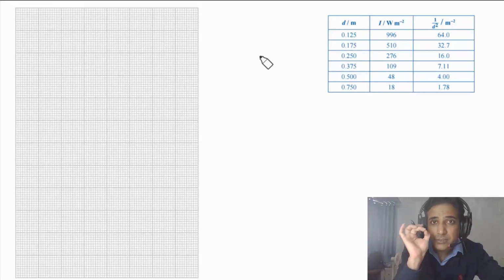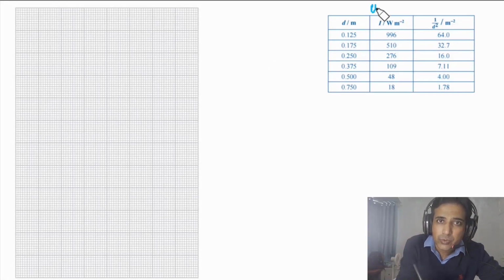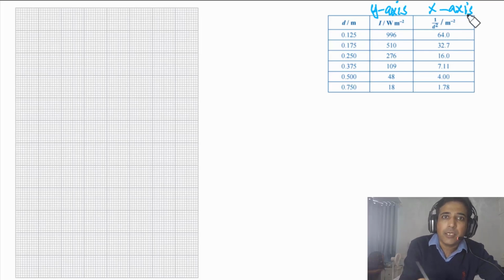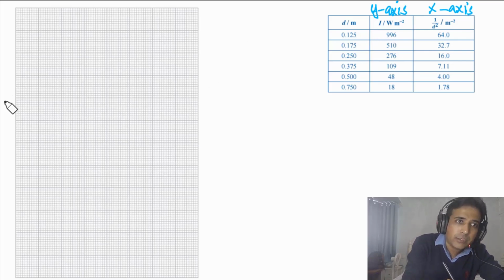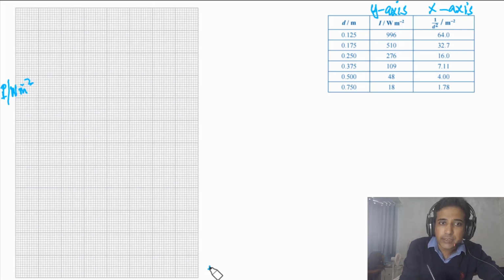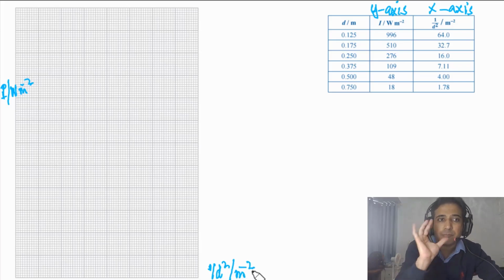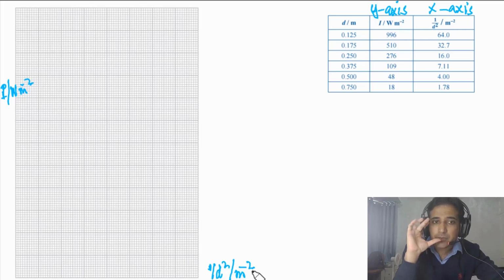In the question, it is given that this quantity should be on the y-axis, and this quantity should be on the x-axis. So we need to write down the quantity here. So we can say this is I, and the unit of this one is watt per square meter. And on the x-axis we have the quantity 1 over d square, and the unit of this one is per meter square. So this is the first thing you need to do. On the y-axis and on the x-axis you need to write down the quantity, and also you need to write down the unit.